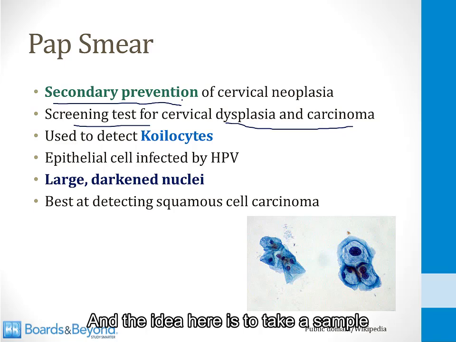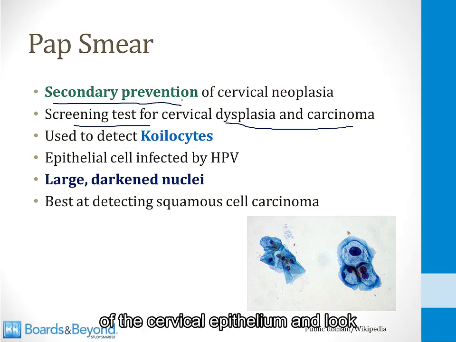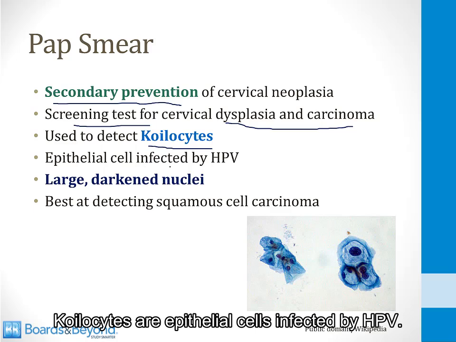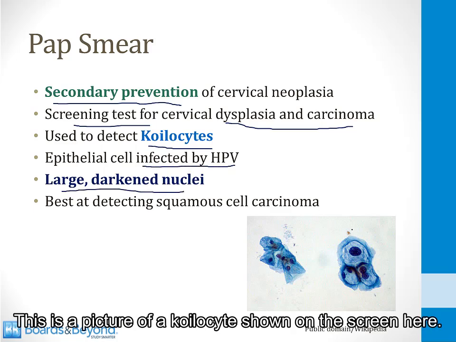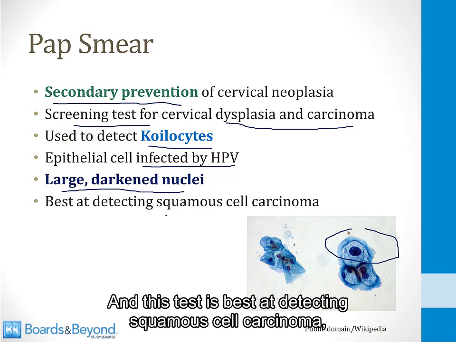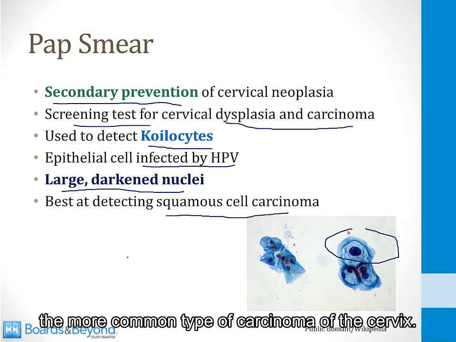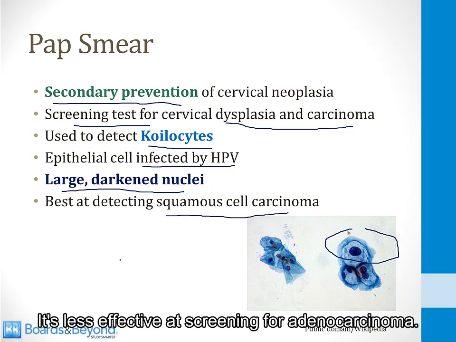And the idea here is to take a sample of the cervical epithelium and look for the presence of koilocytes. Koilocytes are epithelial cells infected by HPV. They have large dark nuclei. This is a picture of a koilocyte shown on the screen here. And this test is best at detecting squamous cell carcinoma, the more common type of carcinoma of the cervix. It's less effective at screening for adenocarcinoma.